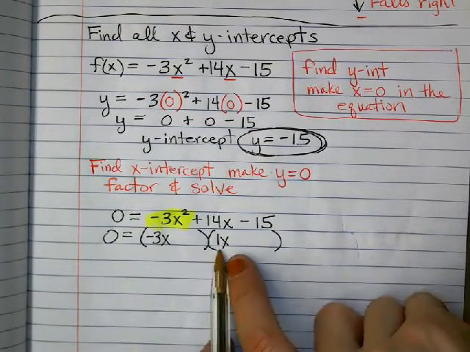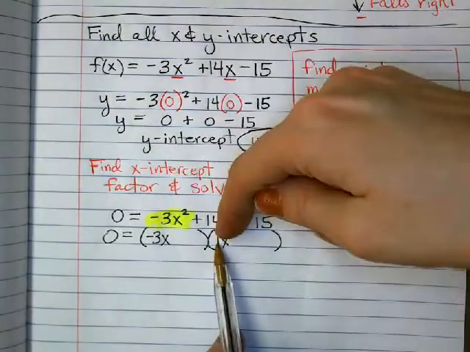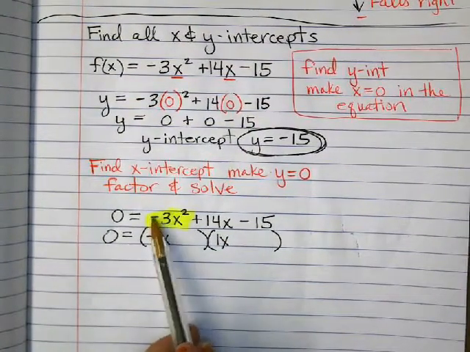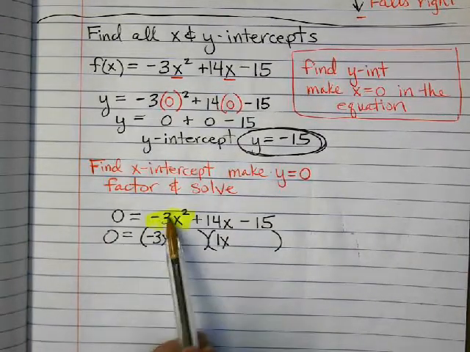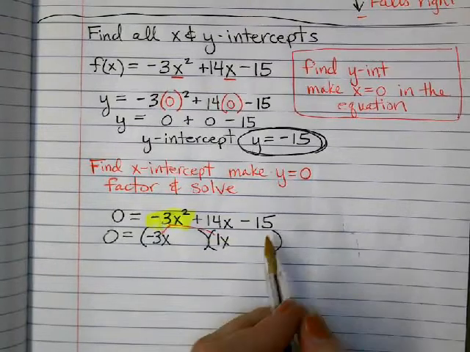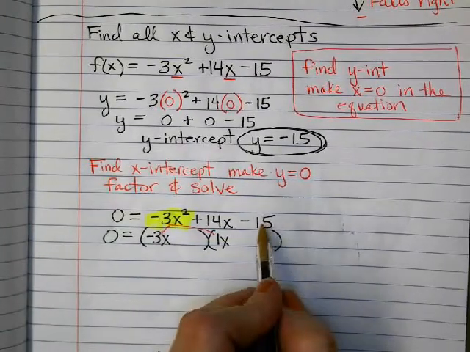Or I could put 3x and then a negative 1x over here. It actually doesn't matter, as long as one of them is negative, because it's negative 3. You break this apart. Okay, then you go to the last number in the problem. The last number is 15.